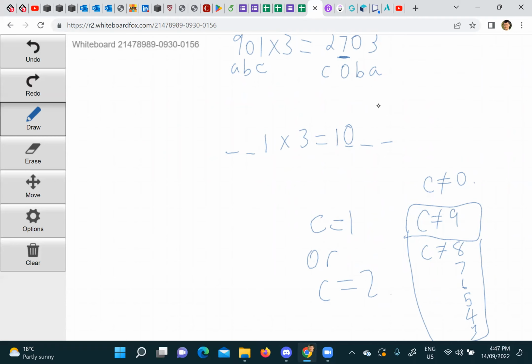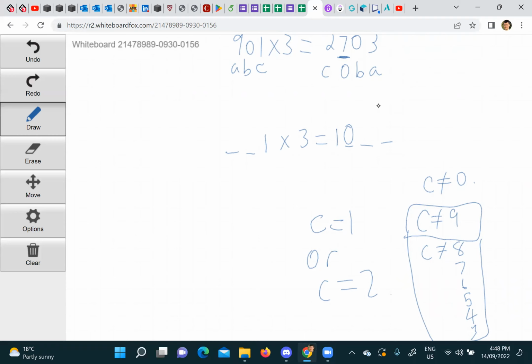So instead of trying to figure out which one C is, I think it's better just to assume C is 1 or assume C is 2 and then just see what happens, right? Does that make sense? So what do you want to choose? C equals 1 or 2? Which one do you want to choose? Why'd you choose 2?